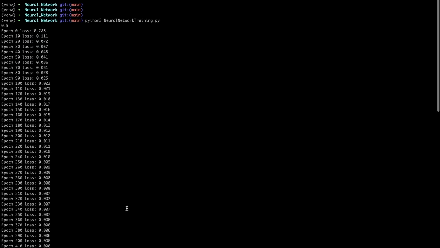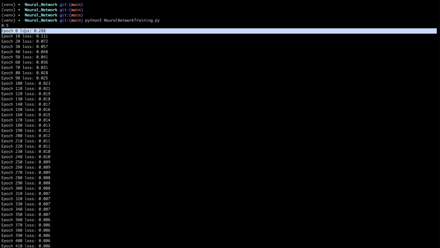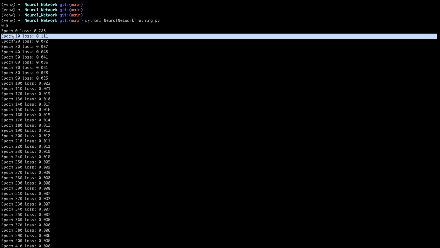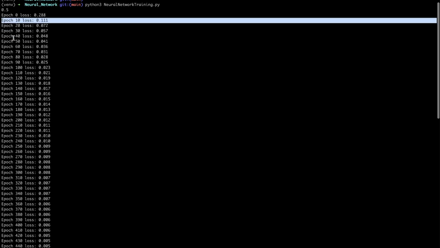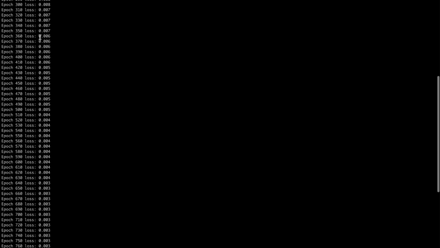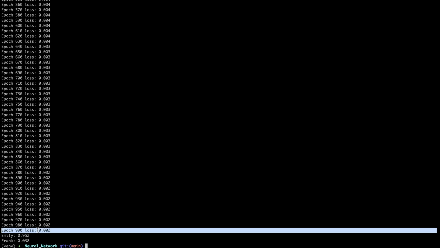So this was pretty fast because our data is small and our neurons are few. As you can see, initially the loss was 0.28. Then the weights and biases got updated and the loss started decreasing. As this is printed after every 10 epochs, you can see the loss was initially more, and that started decreasing, and it became very small after 1000 epochs, right?